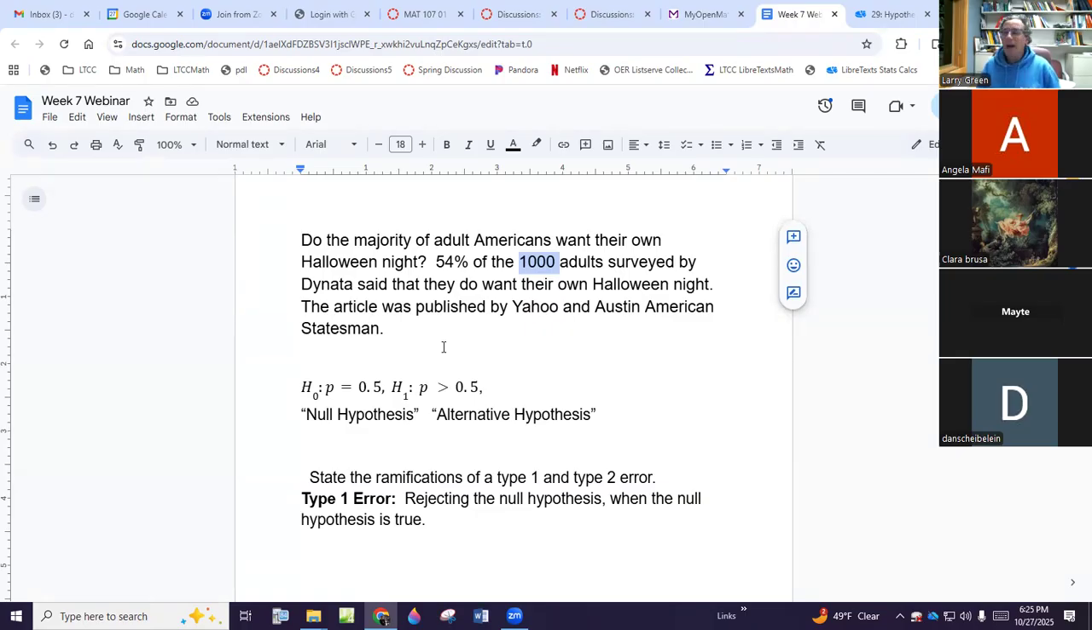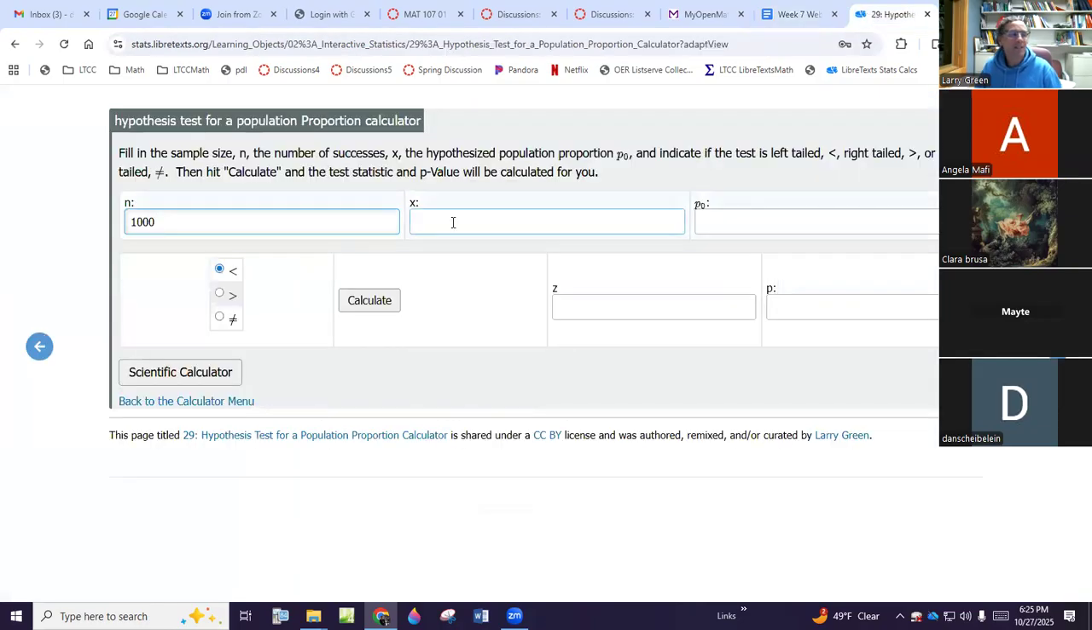54%. But how many? Not what percent. How many? There were 1,000 adults. Very simple. So we're not going to put in 54. What are we going to put in? Yeah, 540, because 54% of 1,000 is 540. It just means, move the decimal 3, and you get 540.